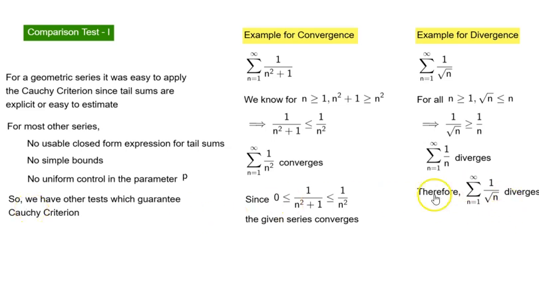So here, remember, the tricky part is to figure out which series we compare the given series with. Once we have that, it becomes very easy to figure out whether the given series is convergent or divergent. So that was comparison test 1.